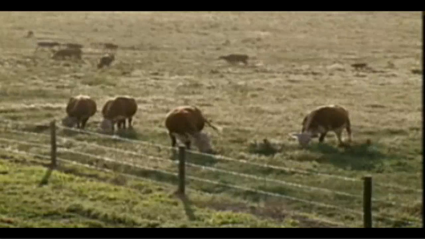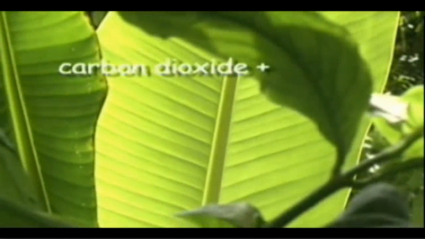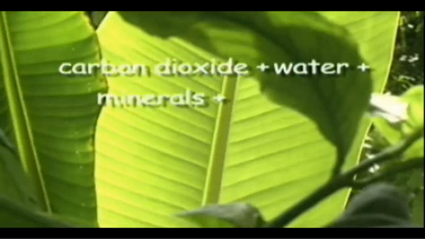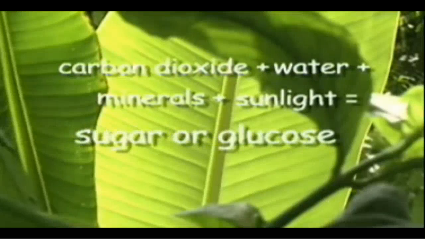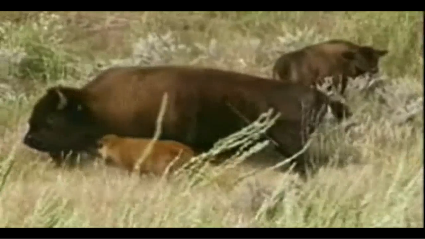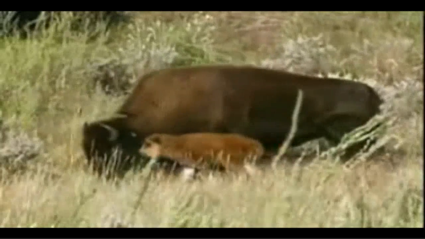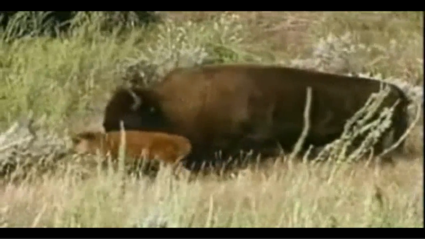Solar energy drives the food-making process of green plants, called photosynthesis. Green plants take carbon dioxide from the air, water and minerals from the ground, and the light of the sun, and in the presence of chlorophyll in their leaves, produce food in the form of sugar or glucose. In addition, the plant releases oxygen as a byproduct of photosynthesis. So in many respects, all living things on Earth owe everything to the light from our sun.